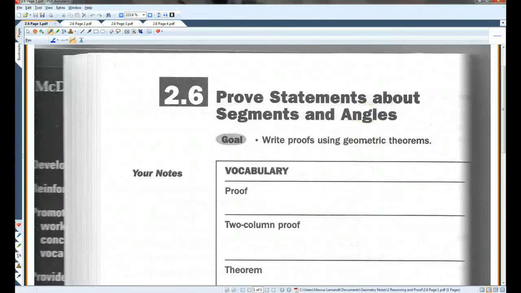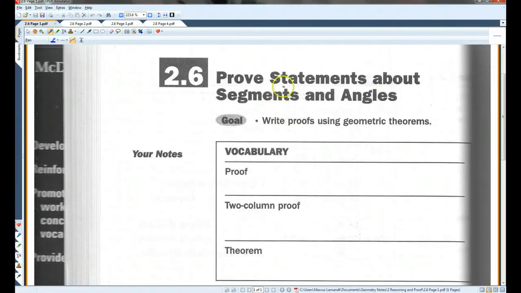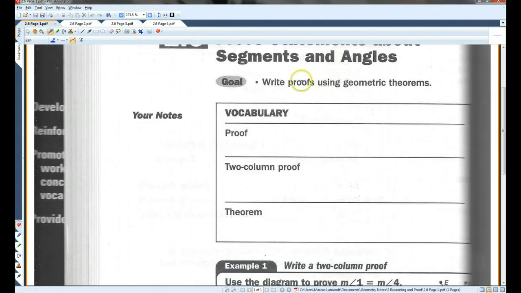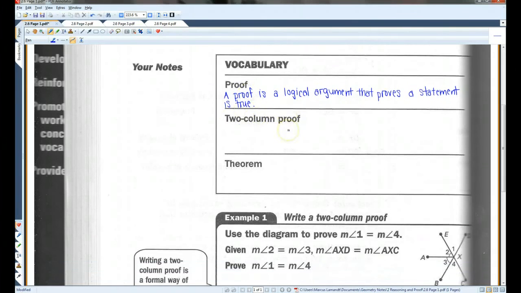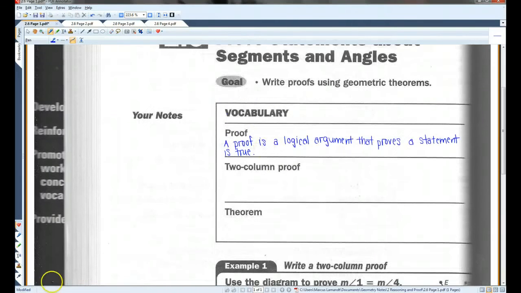Alright, if you guys could please turn to the page in your notes that looks like this. 2.6, prove statements about segments and angles. Alright, a proof. A proof is a logical argument that proves a statement is true. Now, a special type of proof is called a two-column proof, and this is the type of proof that we will be using mostly in this class.